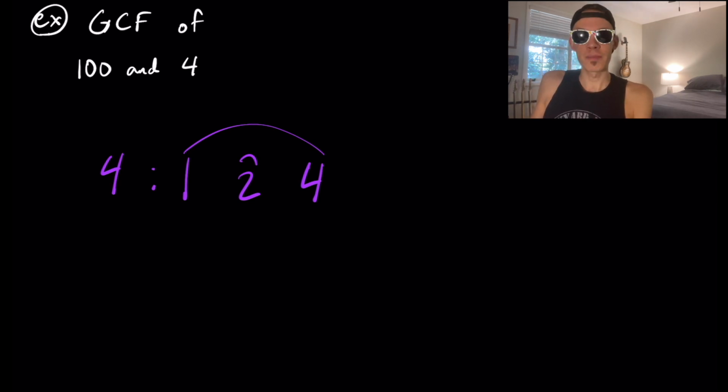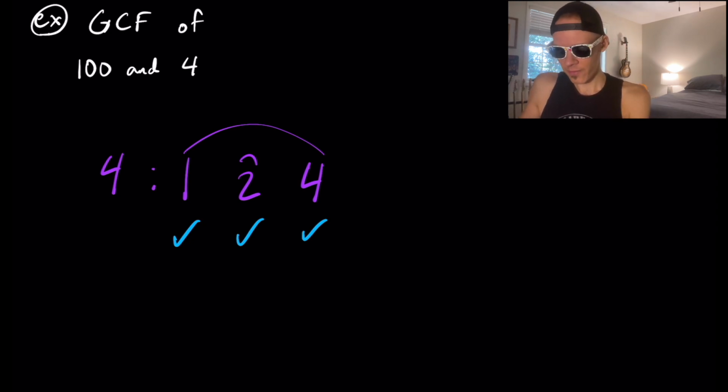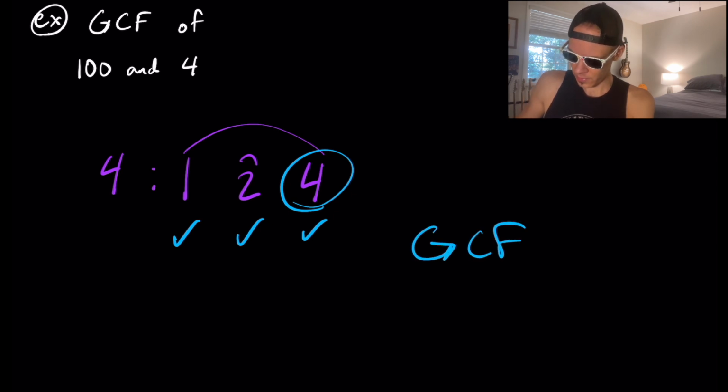Let's see if any of these numbers are factors of 100. Well, can that go into 100? Well, yeah, of course. 1 times 100 is 100, so 1 is a factor. 2 can also go into 100. 100 is an even number, so 2 times 50 is 100, so that's a factor. That could be the greatest common factor. And then 4 can also be multiplied by 25 to get 100, so 4 is also a factor. Since all 3 of these numbers are factors of 100 and also 4, we just pick the greatest one, which is 4. So the greatest common factor is 4.